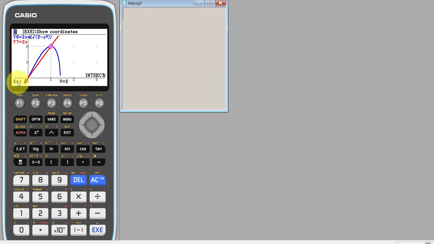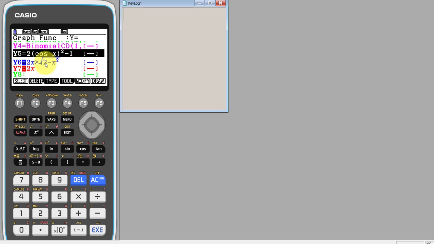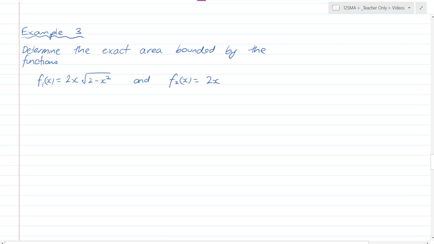And so I could solve those algebraically in a tech-free exam as well by letting them equal each other to calculate those values. So now that I've got those two intersection points, I can see the blue one is on top of the red one. That will be my upper function in my calculation. As I go back, the blue one is of course the first one. So let's go back and do this calculation now. I need to find the area between 1 and 0 of f1 of x, which is 2x square root 2 minus x squared, minus 2x dx.